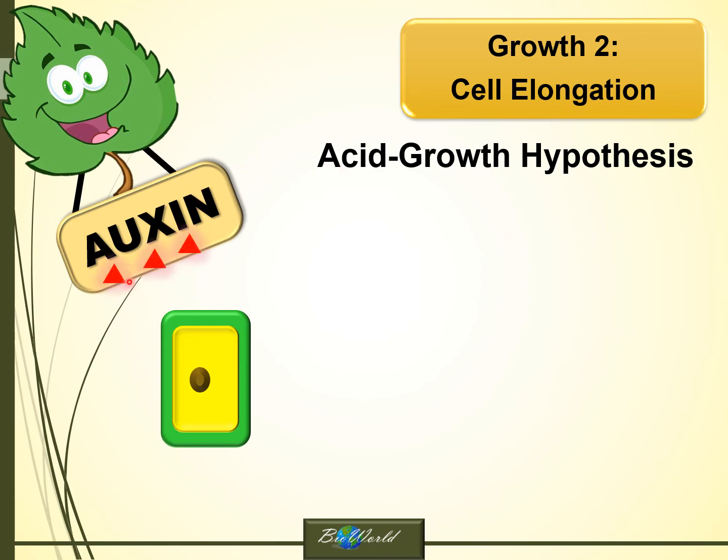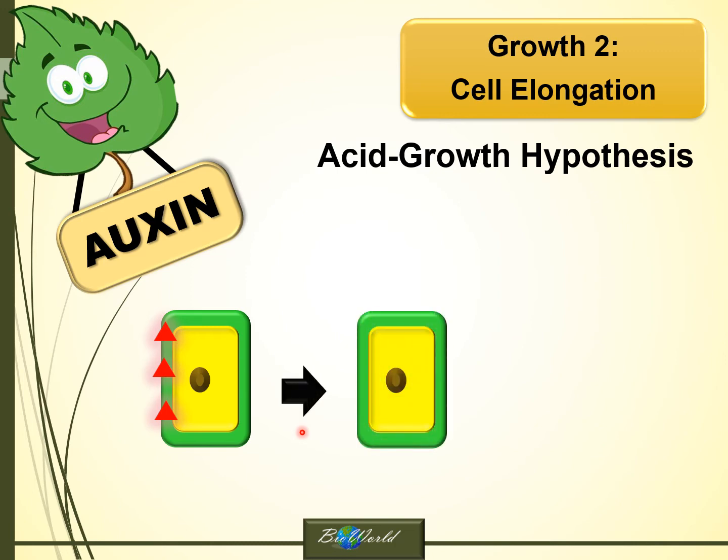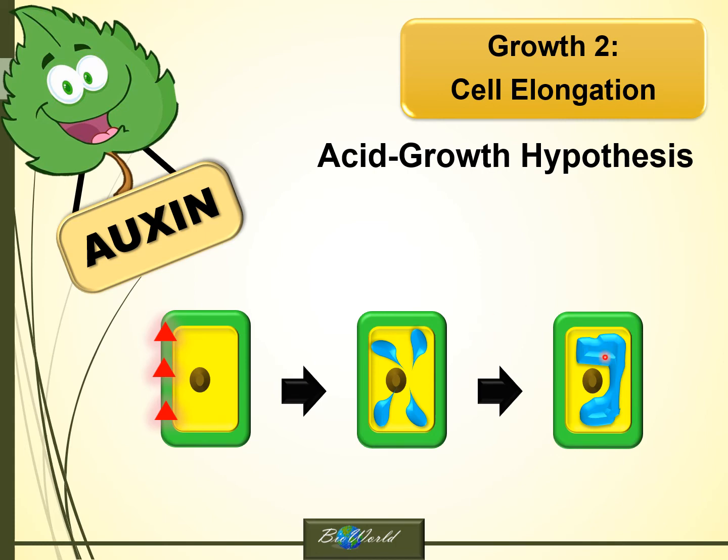Now let's say these three triangles here are auxin. So when the cell wants to elongate, auxin will diffuse to the cell wall of the cell and cause the enzymes there, specific enzymes, to help break down the cellulose cell wall, making the cellulose cell wall a bit more elastic. So when water diffuses in by osmosis, small vesicles will form inside the plant cell, and these small vesicles will eventually fuse together to form a large central vacuole.